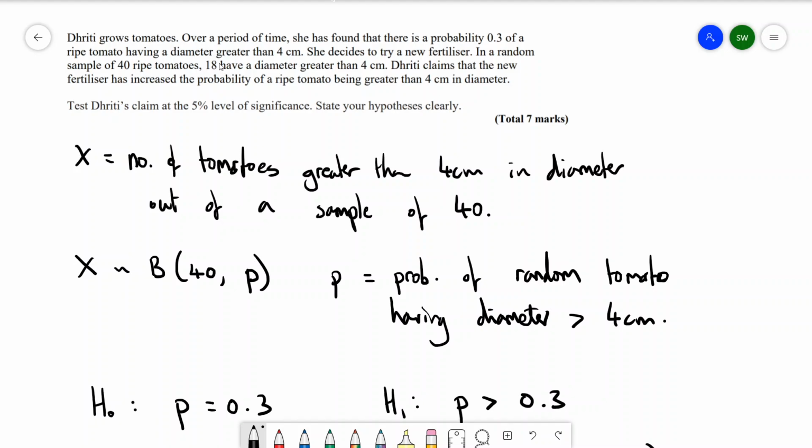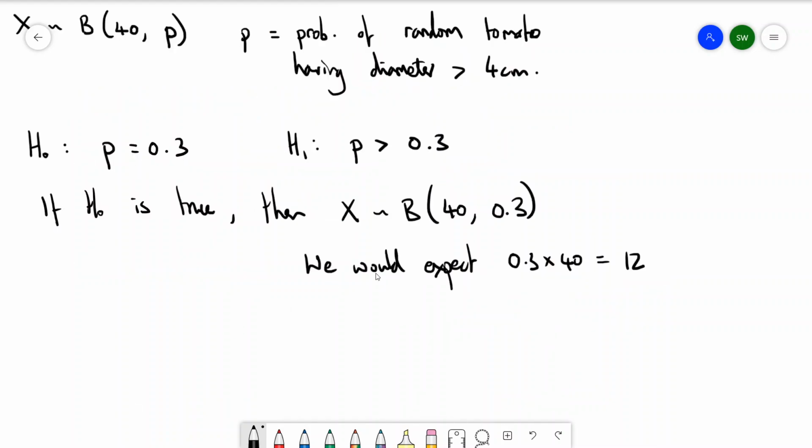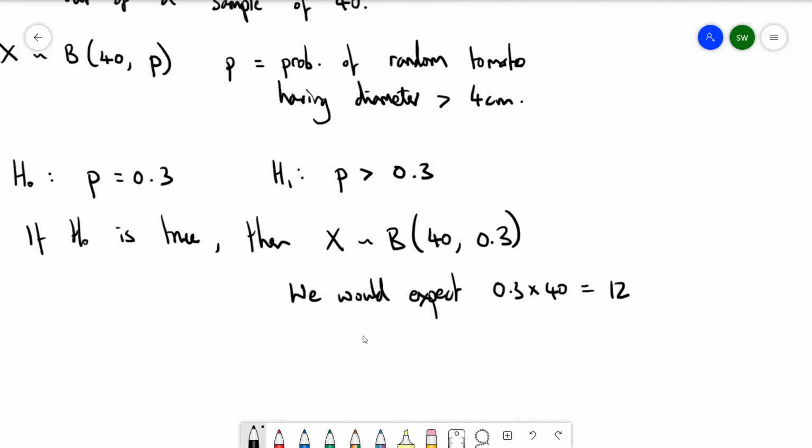So it seems like there is evidence to suggest, without actually doing the hypothesis test, that the fertiliser may be better. But we're going to have to work out whether that is actually statistically significant. Is this in the critical region or not? At this point, we need to work out what values of X are going to help support our claim. If the probability of a random tomato having a big diameter has increased, large values of X, so a lot of tomatoes out of the 40 having a big diameter, will support H1. And by that, we mean significantly more than the 12 that we would expect.